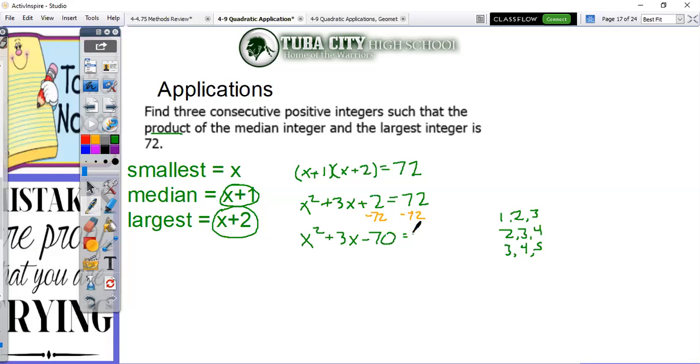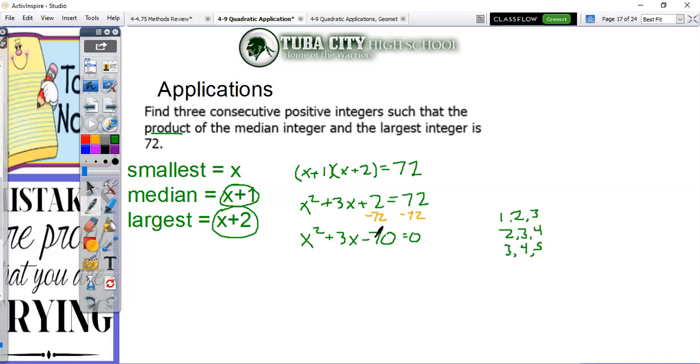And now we get equals 0. So just remember, you have to set it equal to 0 if you're going to use most of the methods. I think square roots are the only ones that don't require you to put everything on one side.